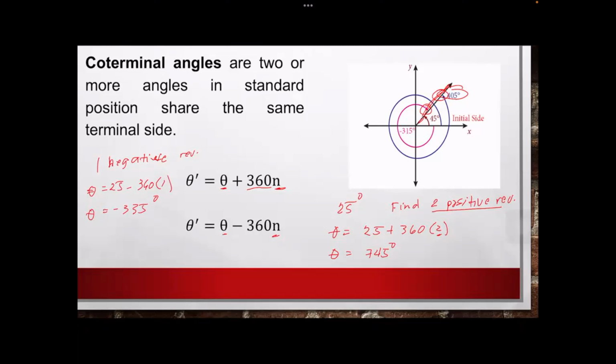Clarification. Again, yung n natin dito ay depende kung 1 negative or 2 positive. Kapag meron kang 1 negative, ang gagamitin natin ay yung minus. Kapag positive, syempre, yung plus. Sa negative revolution, hindi automatic na negative ang sagot, pwede ding positive. Sa positive revolution, hindi automatic na positive yung sagot, meron ding negative.